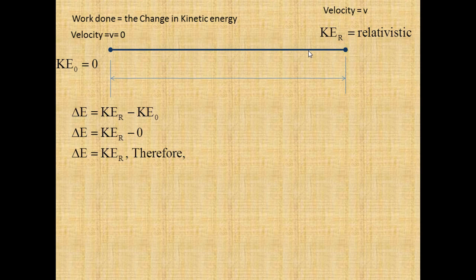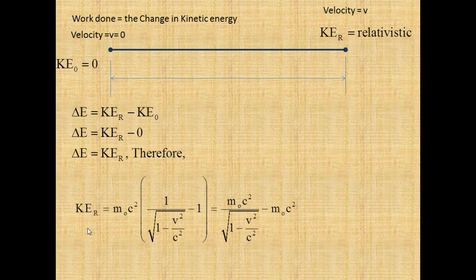So therefore, if the relativistic kinetic energy is equal to KE sub r, then the change in energy is the KE sub r minus the KE sub 0 that you had in the beginning. And I subtract those two, and KE sub 0 is equal to 0. So the change in energy is equal to the kinetic energy sub r. So therefore, the kinetic energy sub r is equal to that equation we came up with, m naught times c squared times 1 divided by the square root of 1 minus v squared over c squared, minus 1.